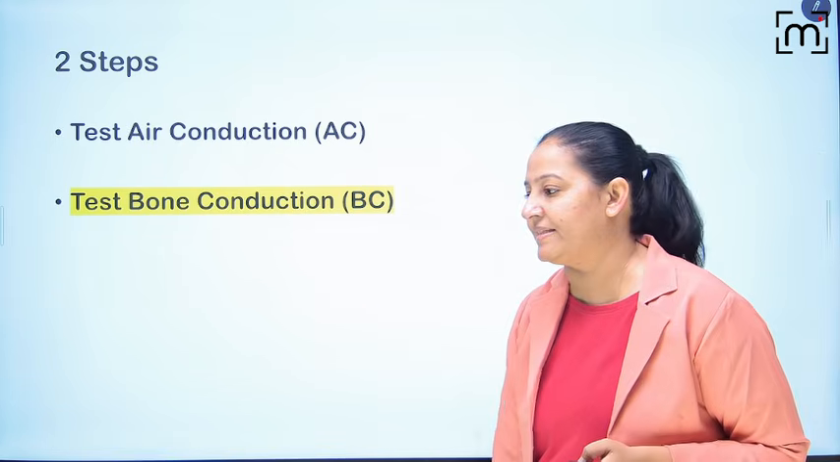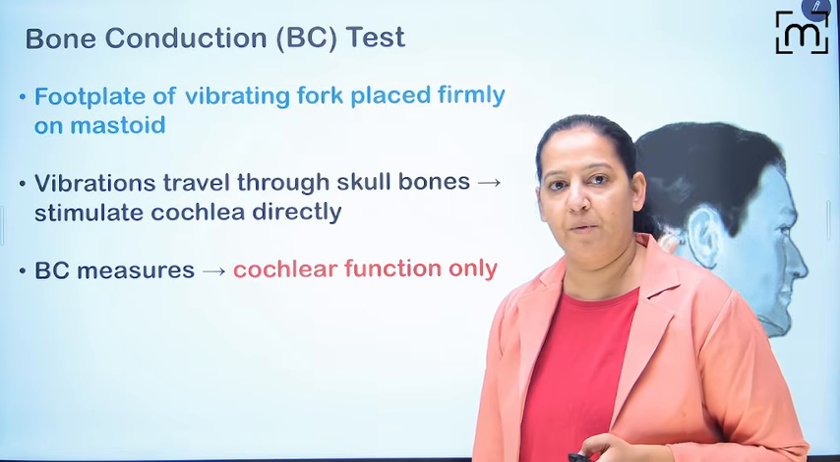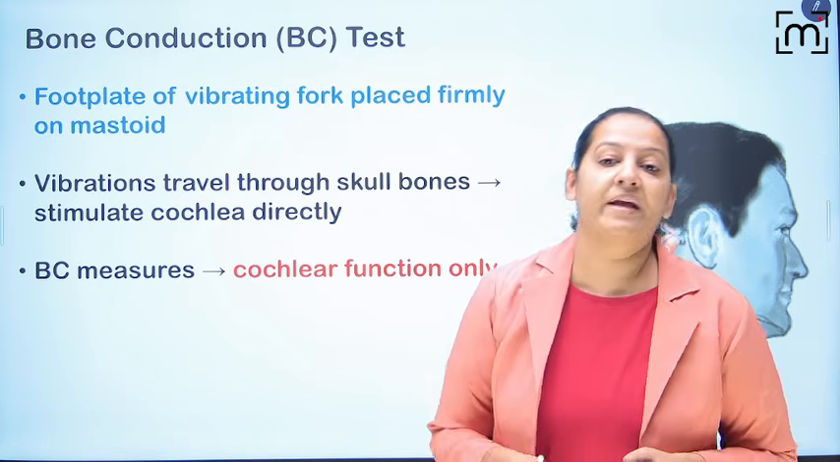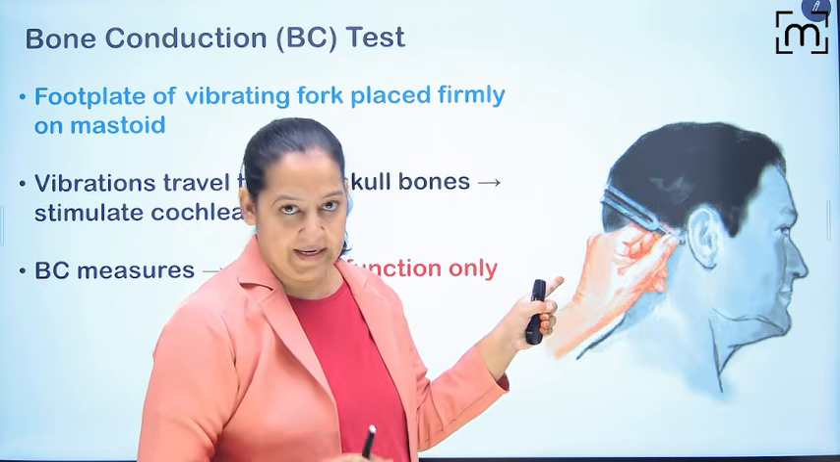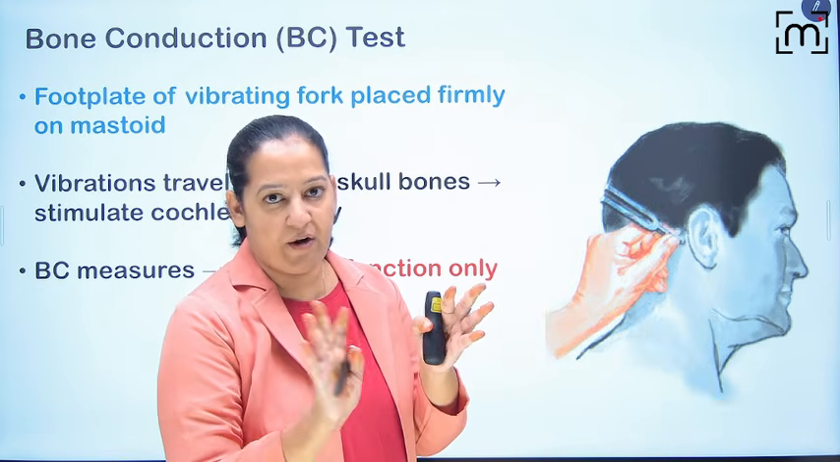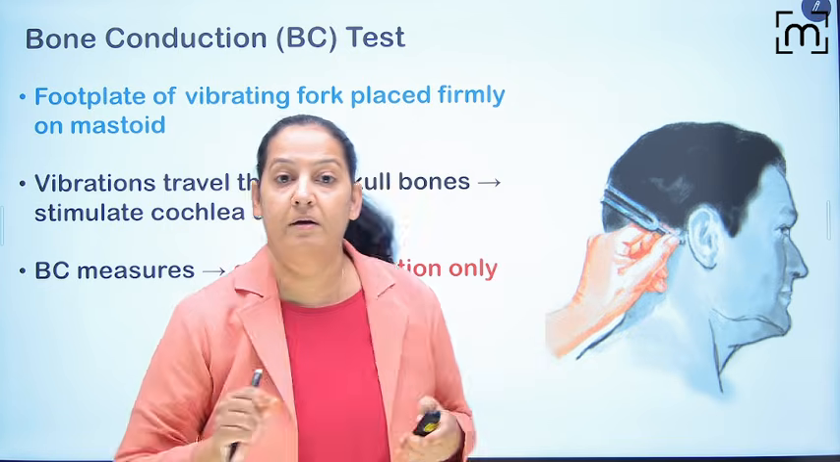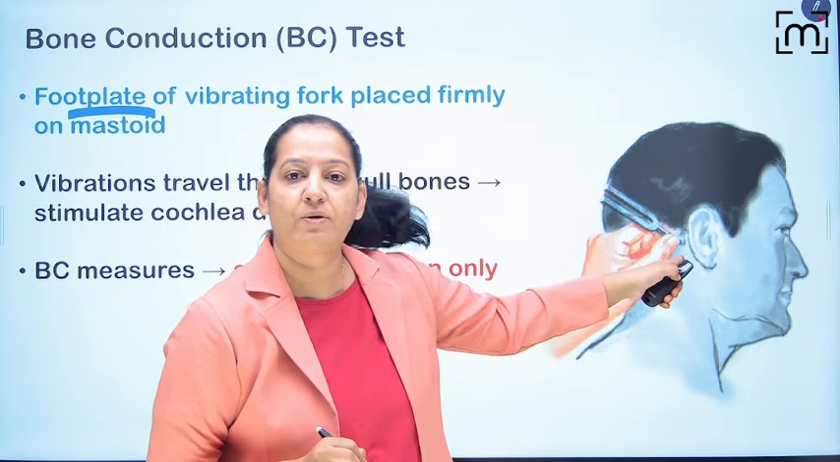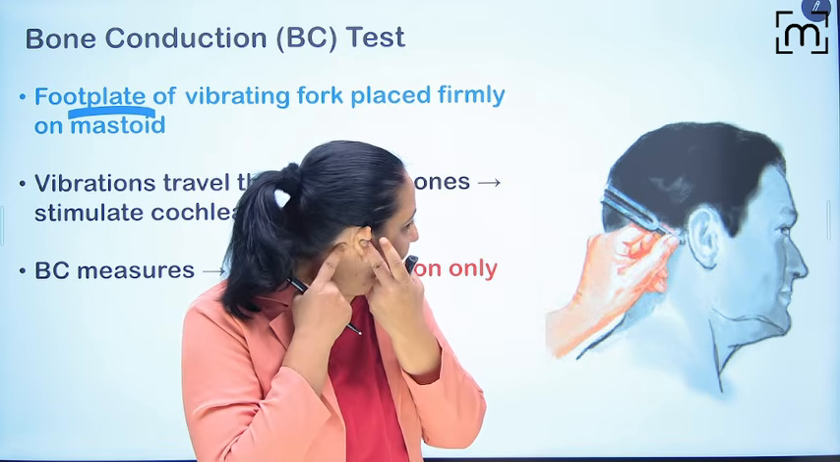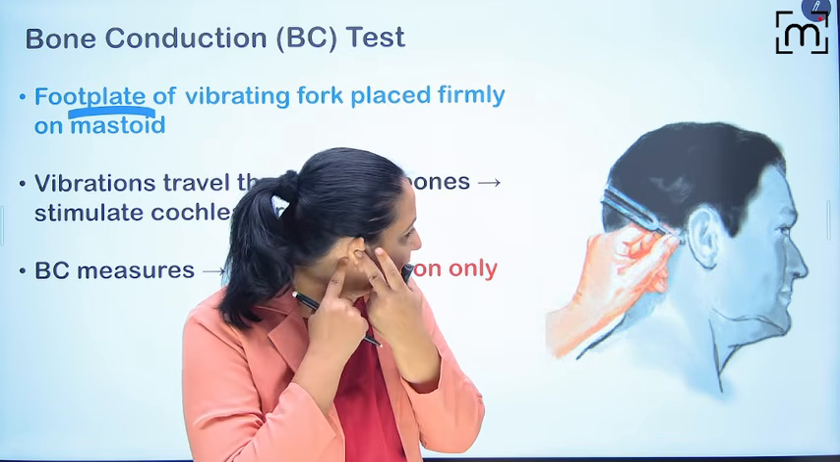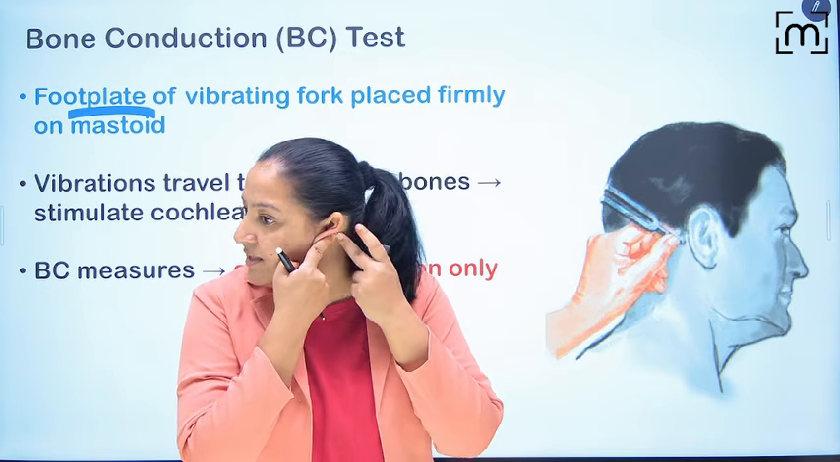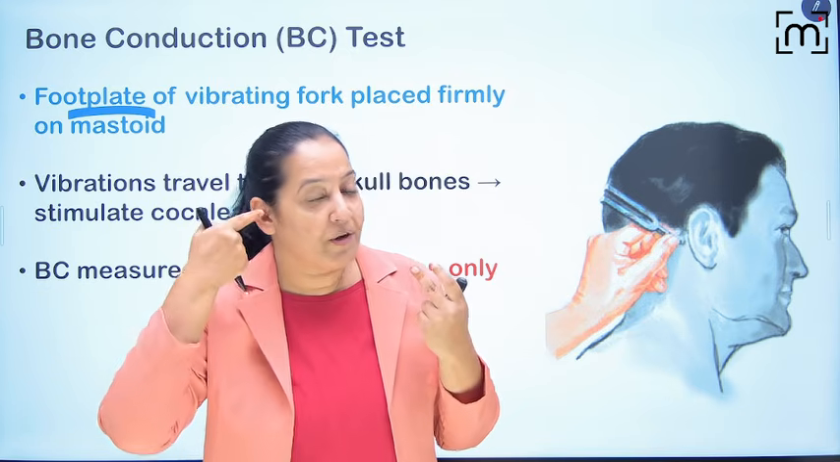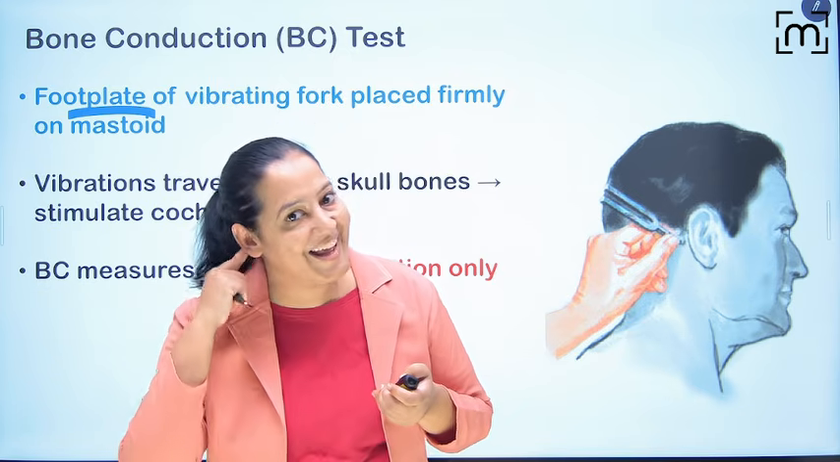Now let's come to BC. Let's come to BC. In BC, what are we doing? We are activating the tuning fork. I will show you. And we are keeping the foot plate of the tuning fork directly on the mastoid. This is my mastoid. The bone behind the pinna is the mastoid. You can see this is mastoid. Just below the mastoid, we have the cochlea. So we are directly activating the cochlea.